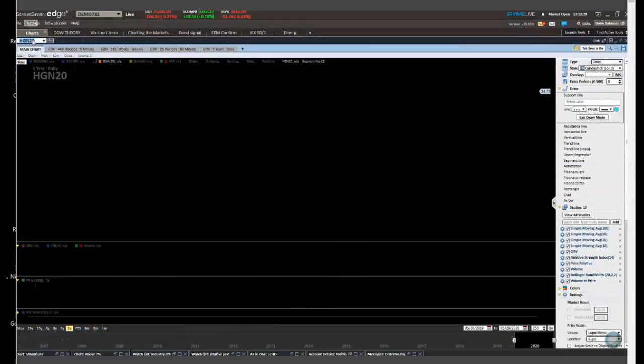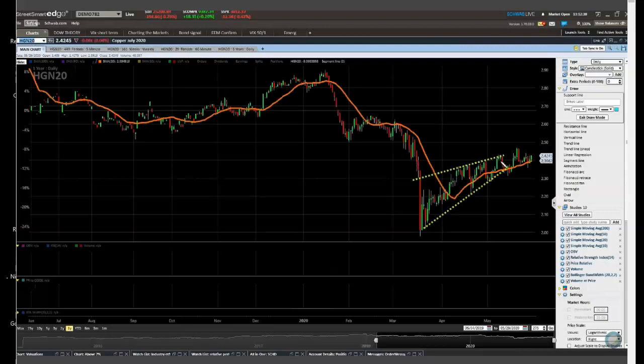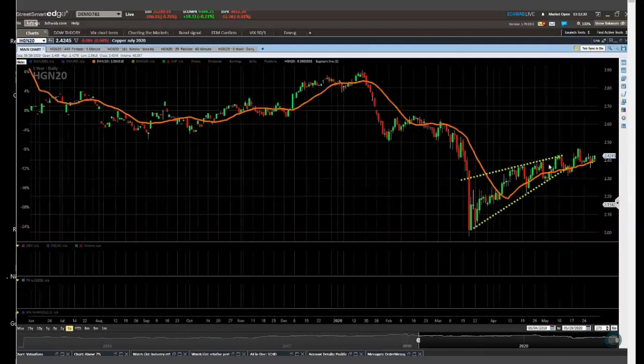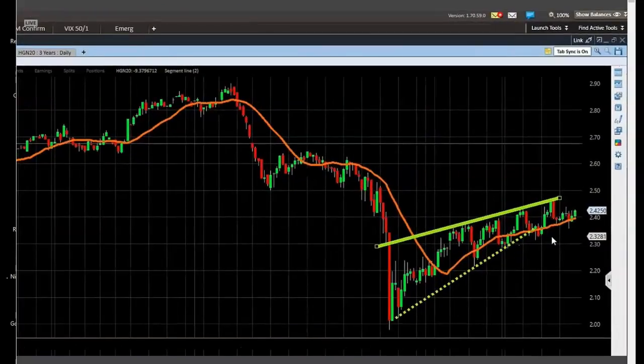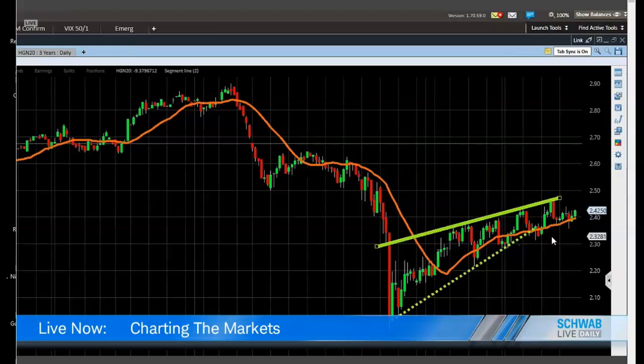All right, let's take a look at Dr. Copper. Still in an uptrend. Also kind of holding the 20-day moving average. It's a little choppier, but I would say it is at least going the same way as the market, which is confirmation.